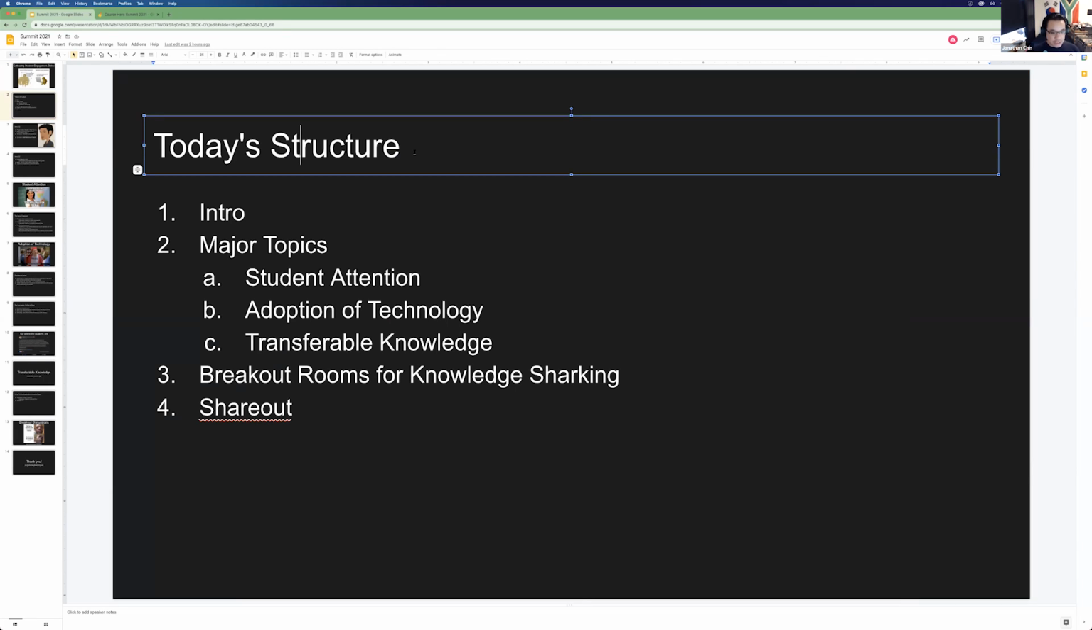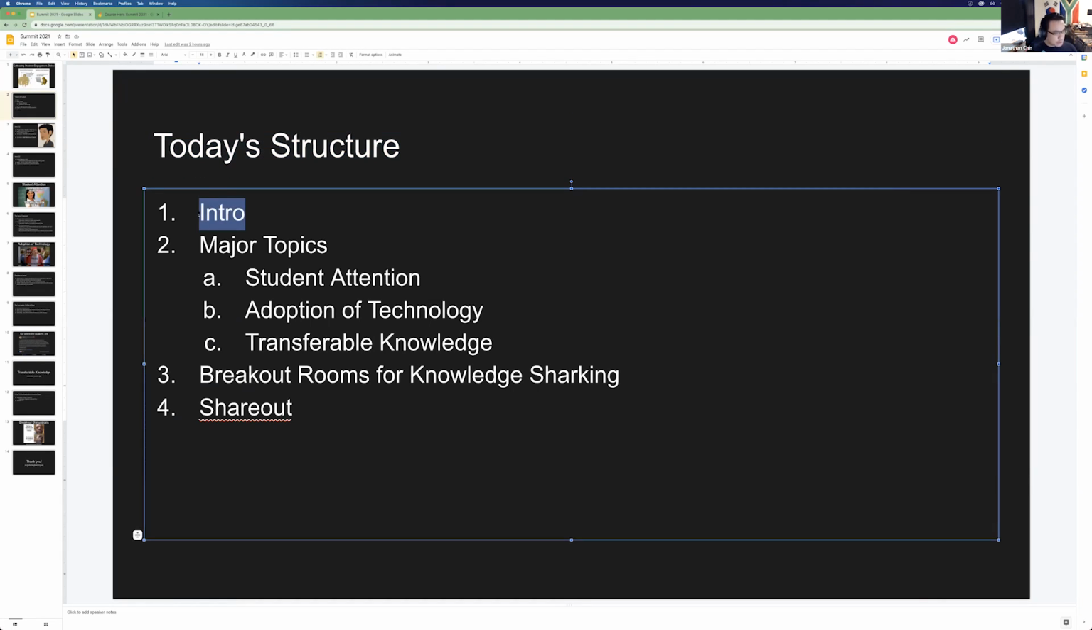Just for those of you who like to keep count of everything, this is the structure for today's workshop. I want to do a quick intro into who I am and what my experiences are and what brought me here. I want to address three major topics. First, what does student attention look like in the online classroom? I want to talk about the adoption of technology, what are the hurdles there, and what are some best practices that we can have to ease that in.